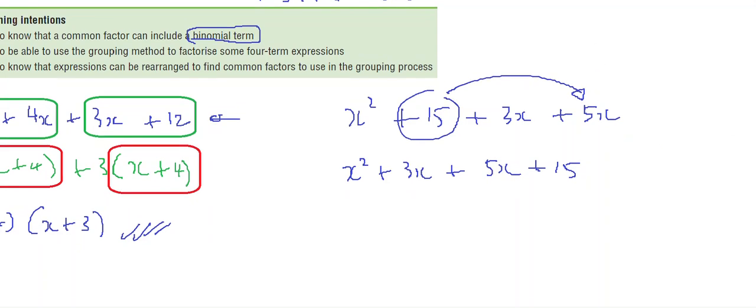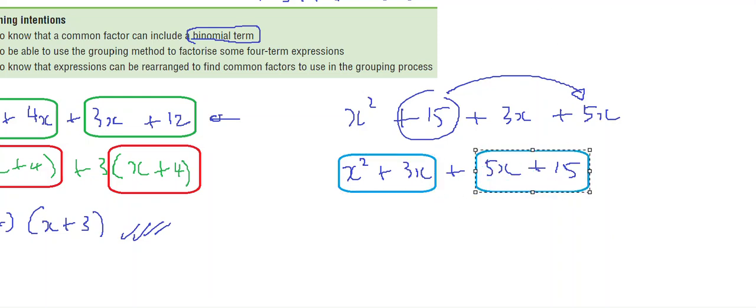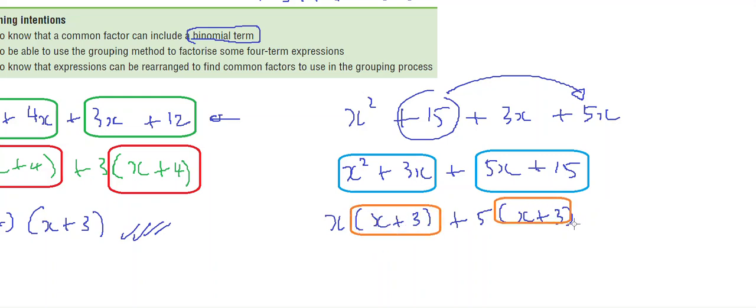Then, looking at these terms, I can see a common factor of x, and in here I've got a common factor of 5. So that's going to give me x outside of x plus 3, plus 5 outside of x plus 3. Then I've got common factors inside here of x plus 3 and x plus 3. So I can take out a common factor and end up with x plus 3, and what's left is x plus 5.